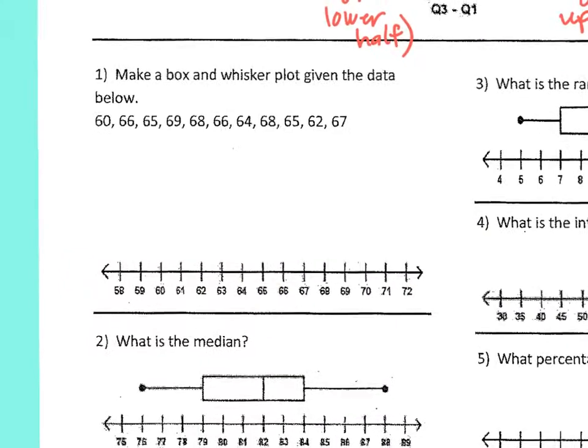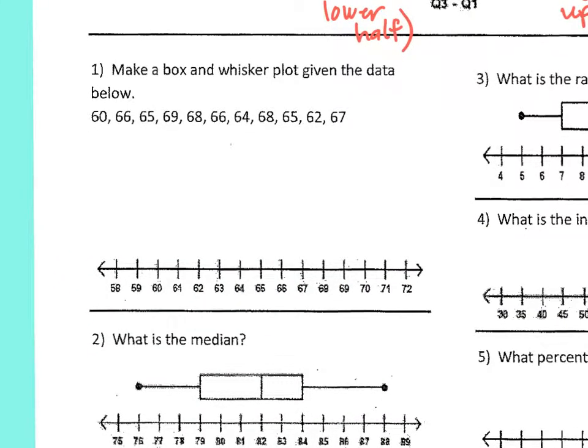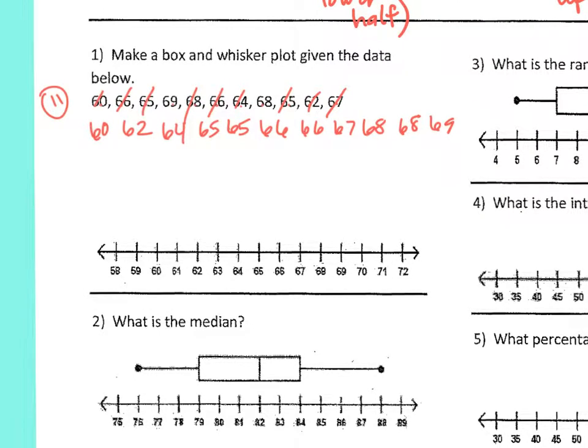Okay, so make a box and whisker plot given the data below. So first thing you want to do is put all these numbers in order from least to greatest, so smallest to big. So let's take a second and let's do that. Okay, so we have 11 numbers. It's an odd number, so that means we're just going to have 1, and that's our median. We don't have to do the whole add them up, divide by 2 thing.